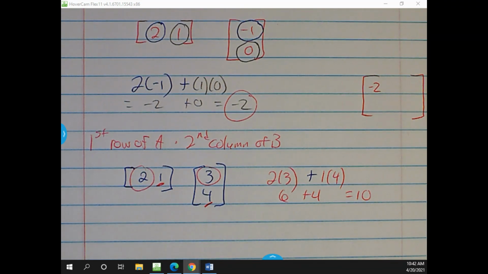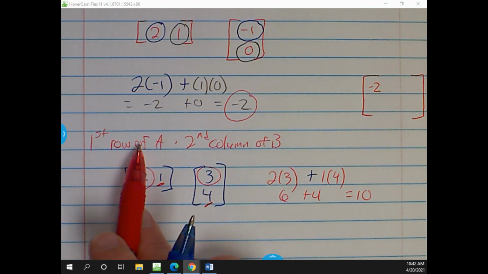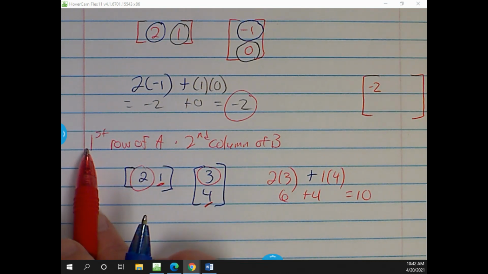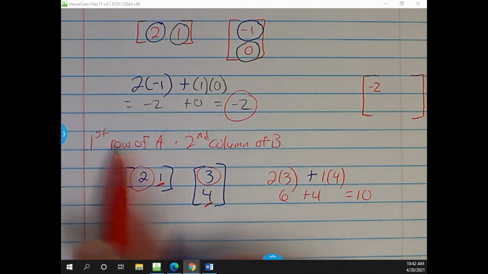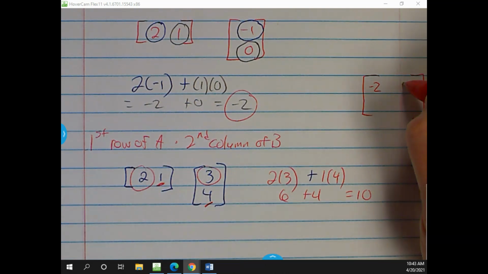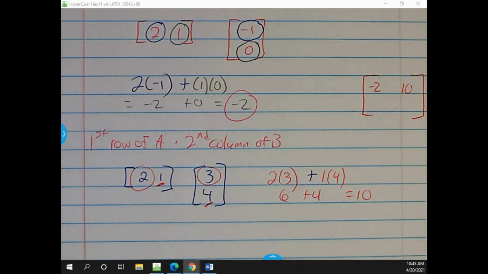All right, and again, that's the numbers here. When you write it down, that tells you where this thing goes. This is the first row of A, so we're staying in the first row. Now we're in the second column, which means this will be the second number in the first row, so that 10 will be the second number that's in the first row.